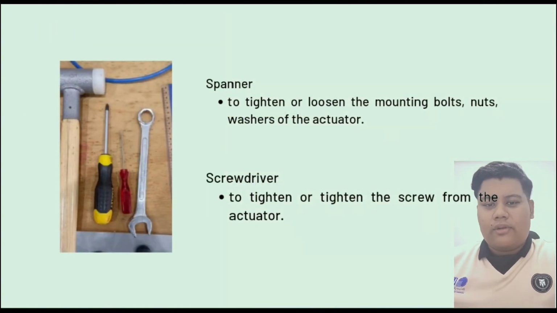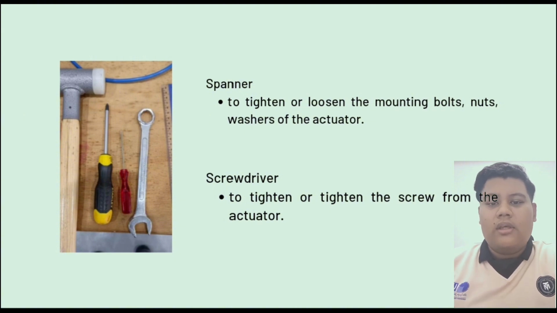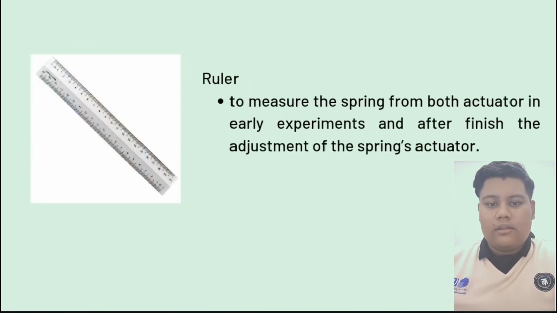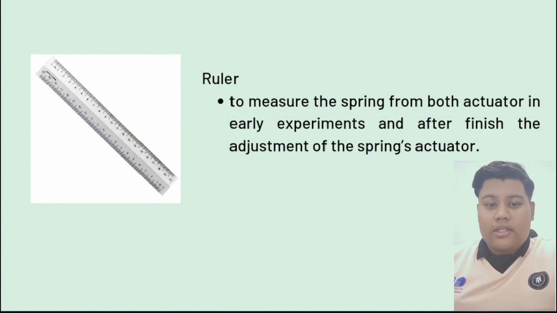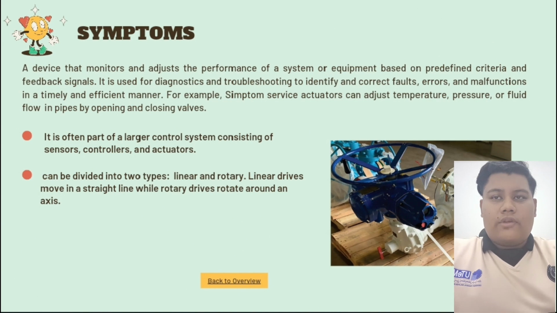Okay, second we have a wrench, or we call it a spanner. So the function is to tighten or loosen the mounting bolts and nuts of the actuator. And then we have a screwdriver. Same function, to tighten and loosen the screw from the actuator. And lastly, the tool is a ruler. The ruler is to measure the spring from both actuator in an early experiment and after finish the adjustment of the spring actuator.